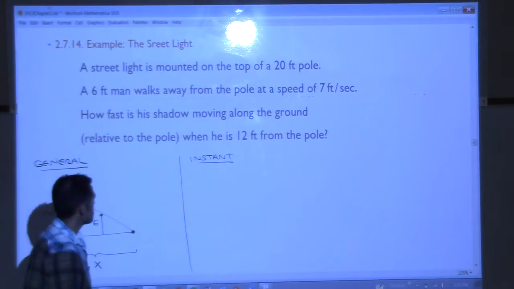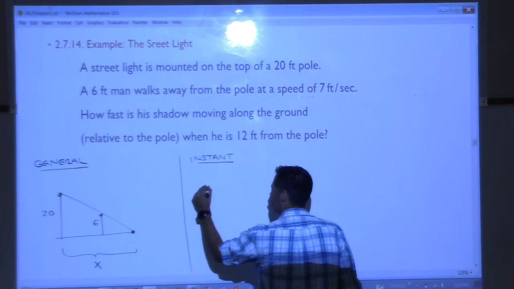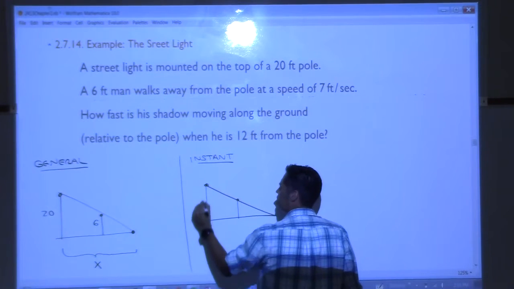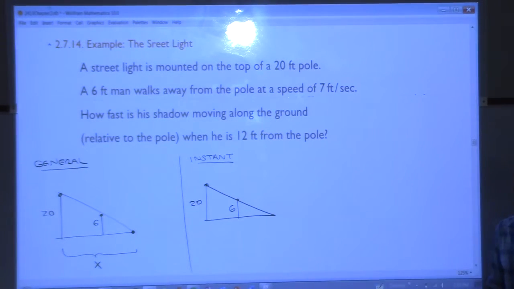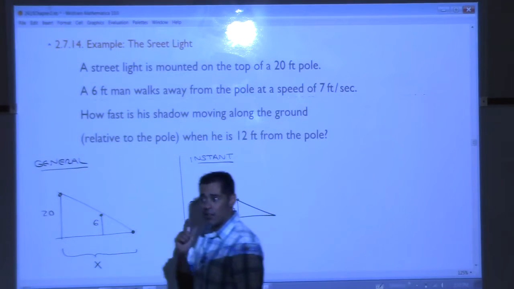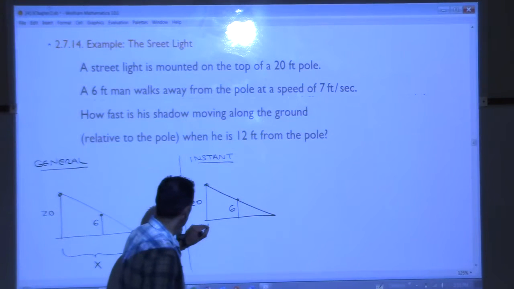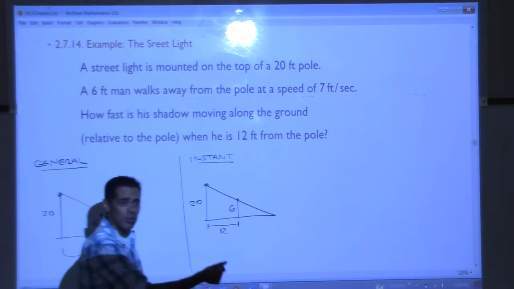All right. What about the instant in time? This time, what's fixed here? At the snapshot in time, the distance between the man and the pole is what? 12. So this distance from here to here is 12 at the instant we're talking about, right?